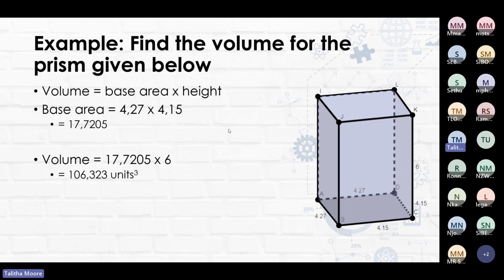Okay, so if we find the volume of the prism below, again, it's the base area. So we're going to say 4.27 times 4.15. That gives us an area. Again, we use centimeters in this example. So it'll be 17,7205 centimeters squared. And then we multiply it by the height, which is 6. And so we get 106,323. In this case, I've used units cubed because we didn't actually give a measurement unit.